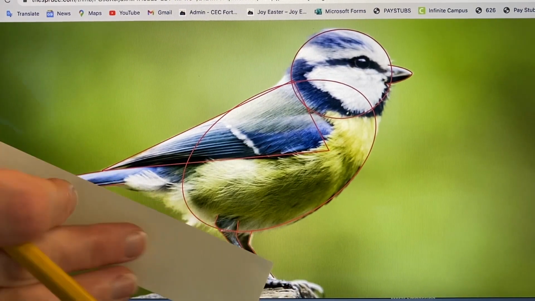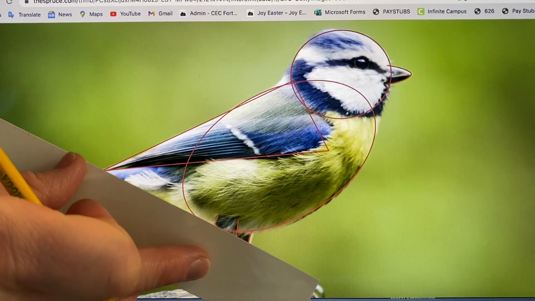Now you need to determine the angle of the legs as well as their length.